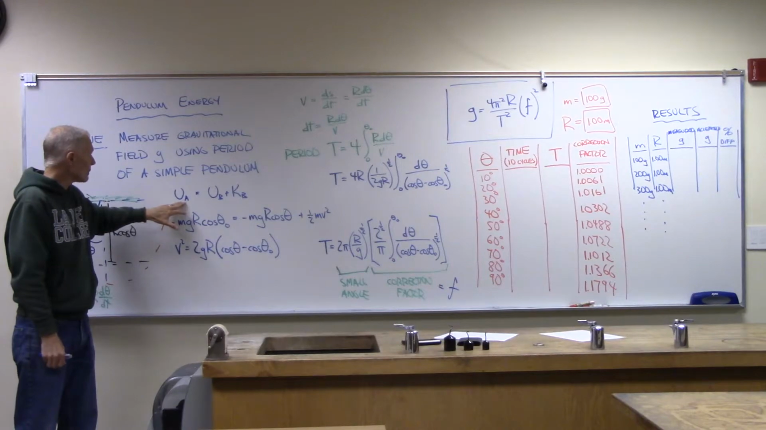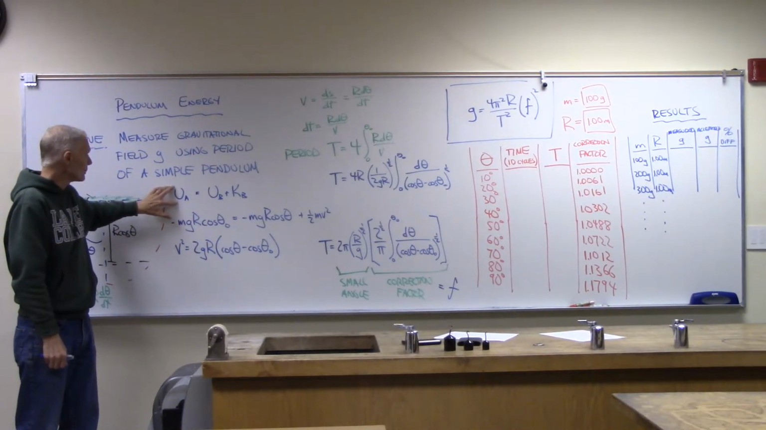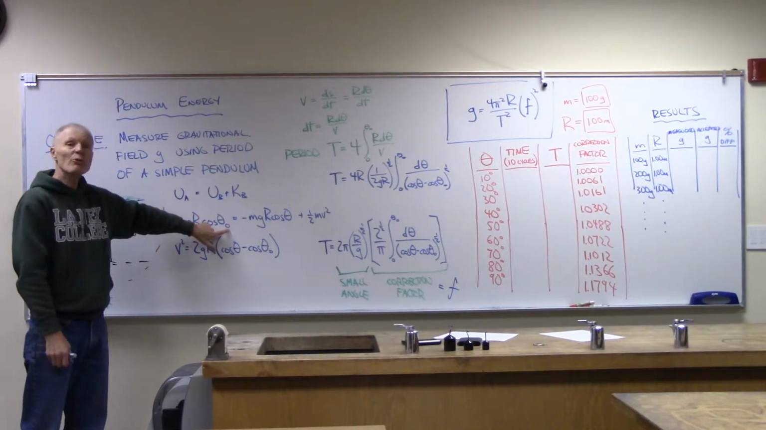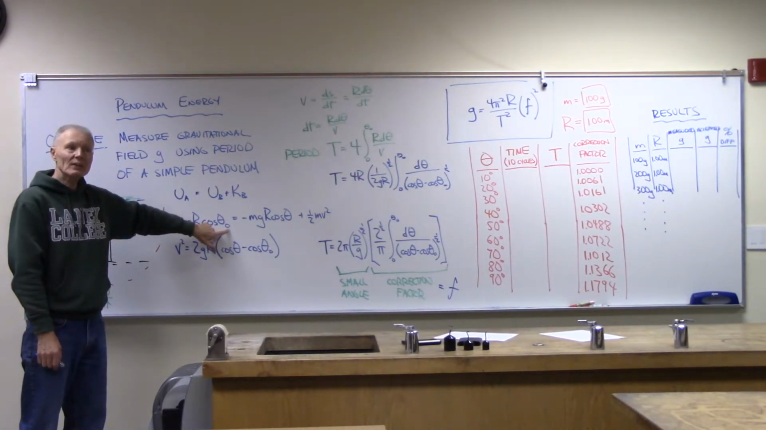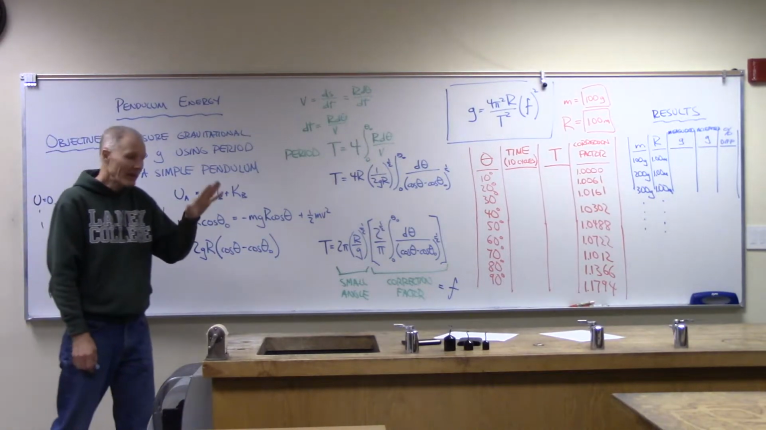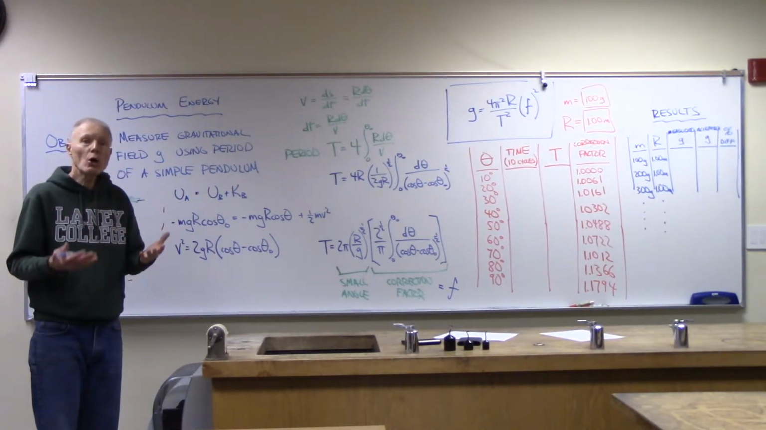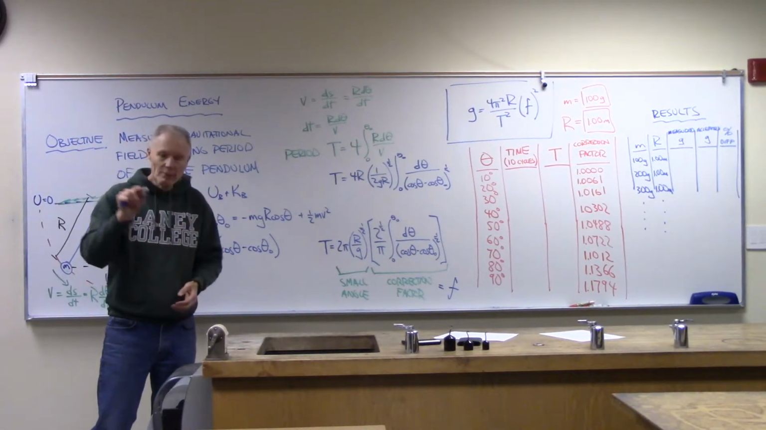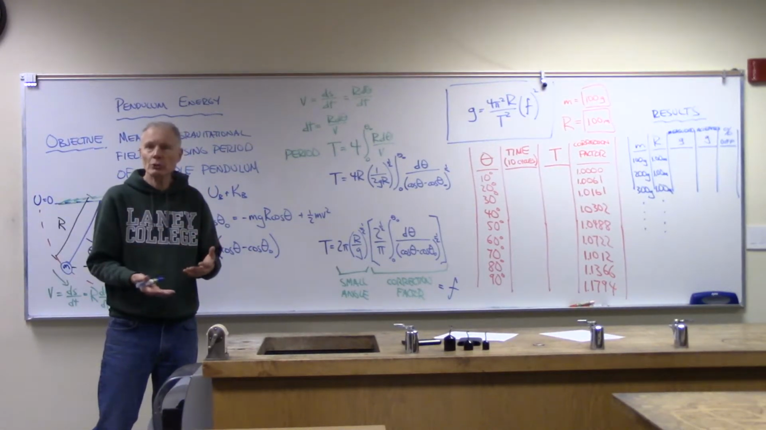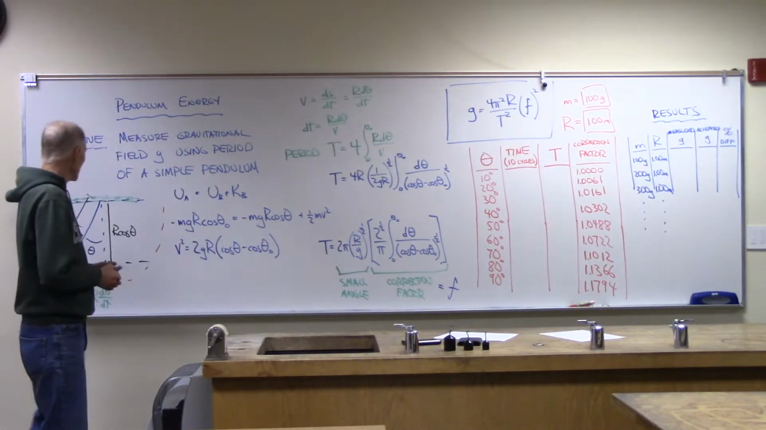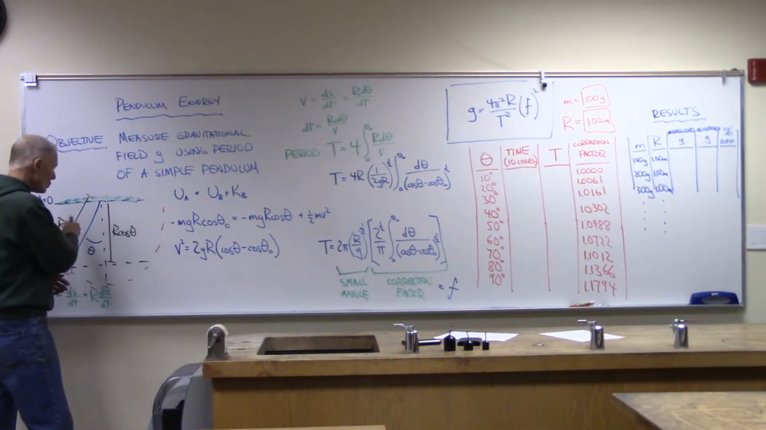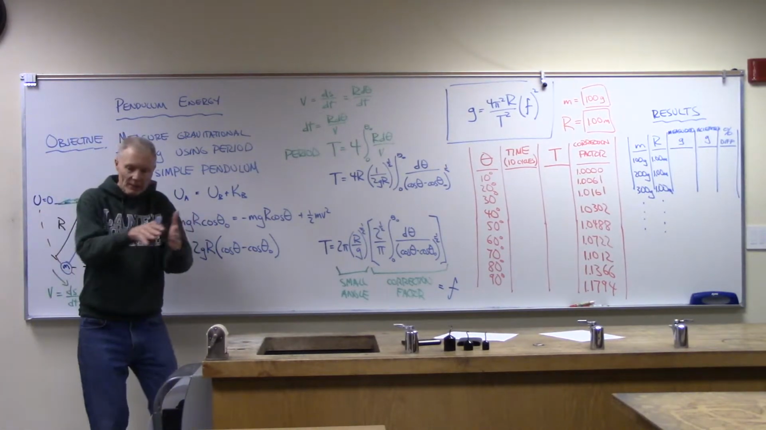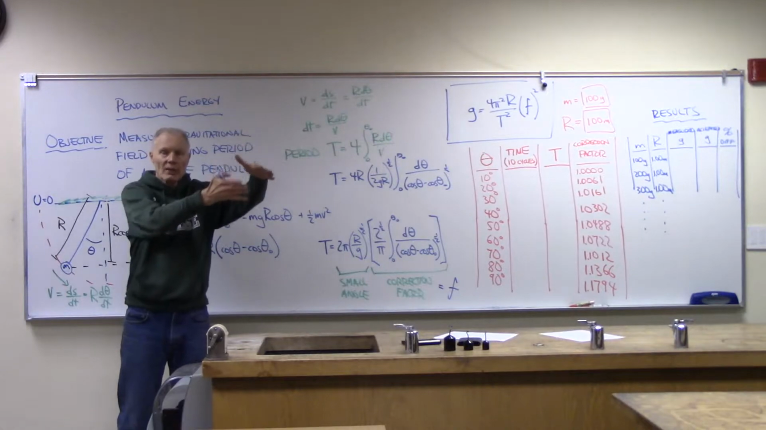Now, when I first pull it back, it's got a certain amount of gravitational potential energy given by mgr times cosine theta naught. So theta naught is going to be the angle that we start with. Now, if there's no loss of mechanical energy, if this pendulum swings back and forth without losing any energy to air resistance, then it should swing back and forth between theta naught on one side and theta naught on the other side.